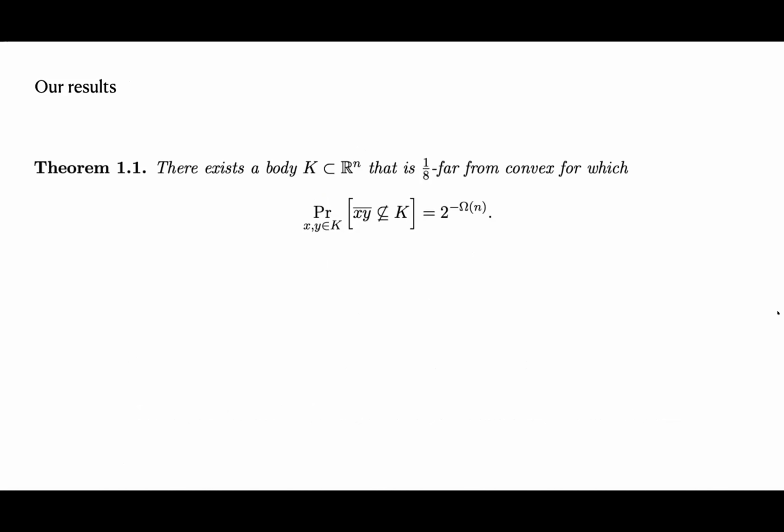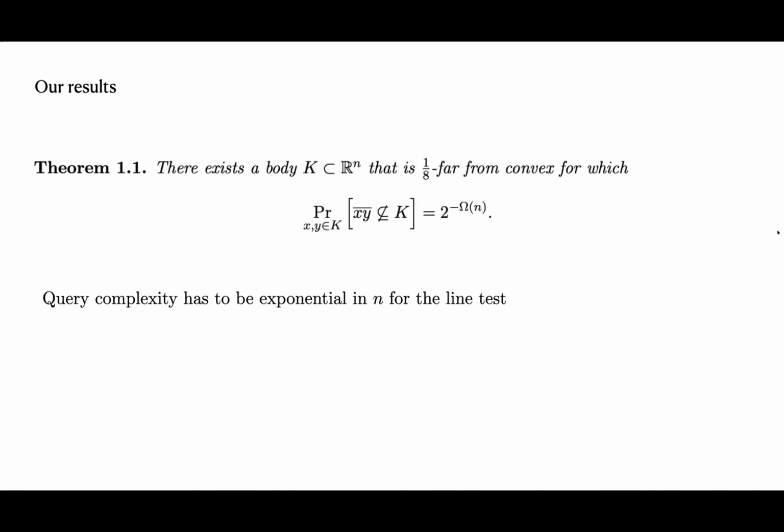So we give an example of a body that is 1/8 far from convex, but if you take any 2 points uniformly at random, the line lies completely inside the body. So for large n, you can think of this as almost 0. So with probability almost 0, the line goes outside the body. What this means is the query complexity has to be exponential for the line test to work. So it's not really efficient.